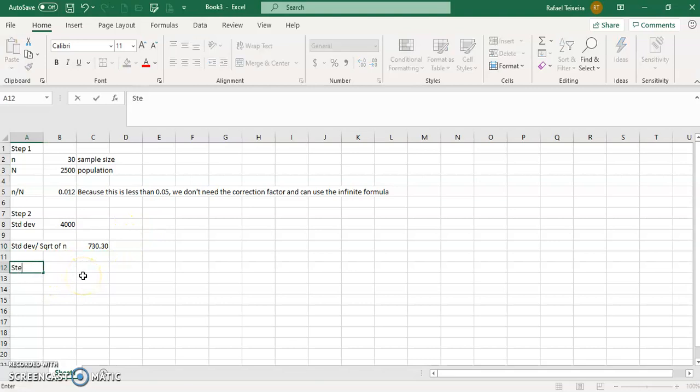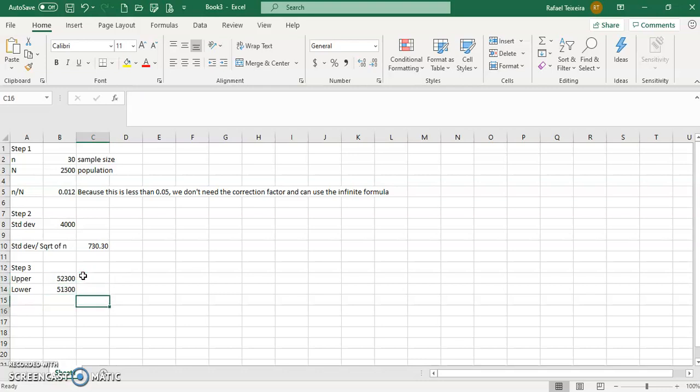Now step 3: compute the upper and lower levels. The upper is 52,300, which we computed before. You add and subtract 500 from the population mean. The population mean is given in the problem as 51,800. If I add and subtract, these are the upper and lower levels of the interval.